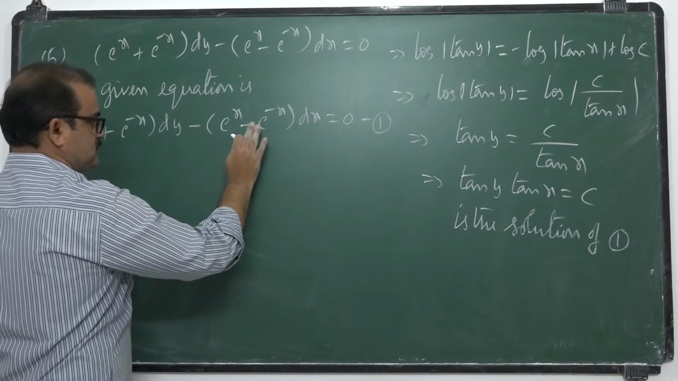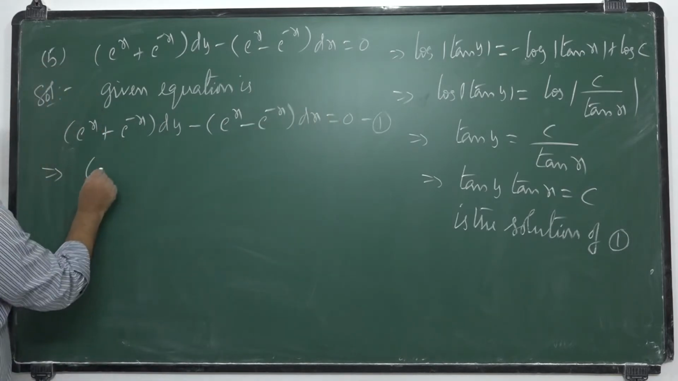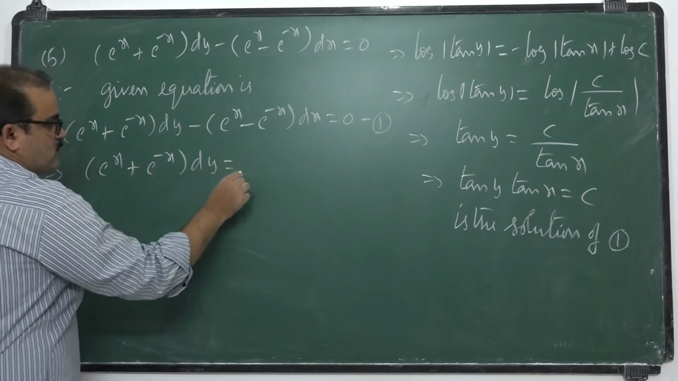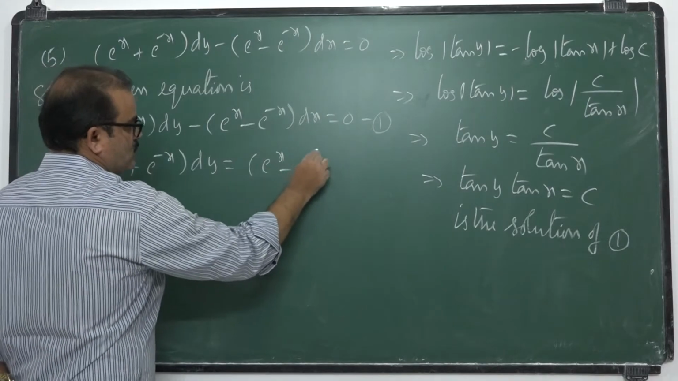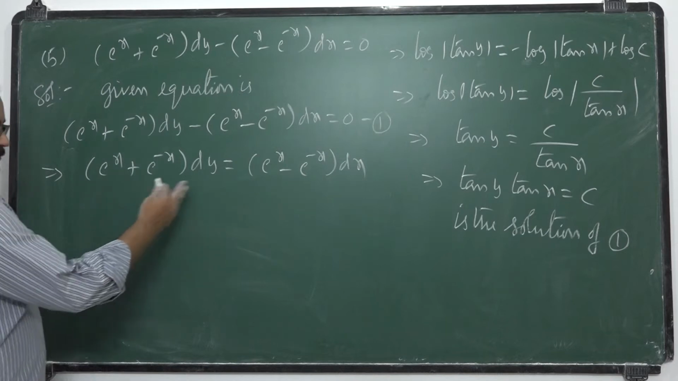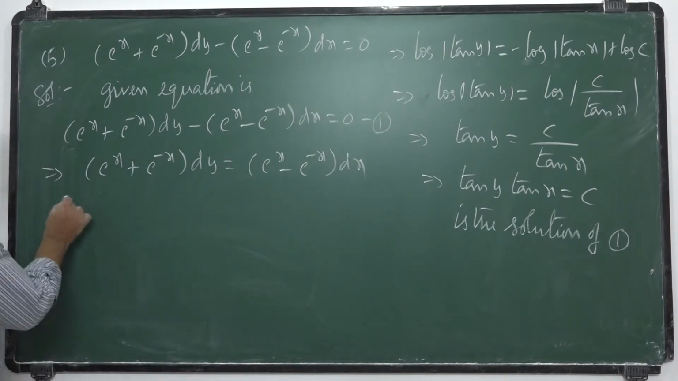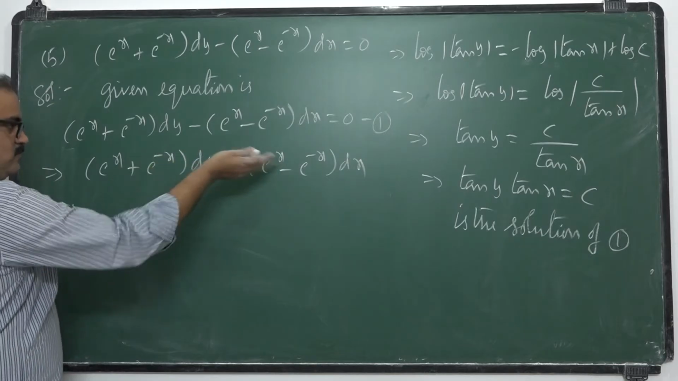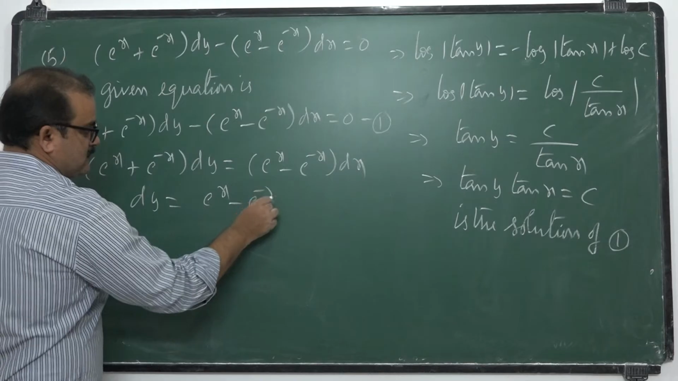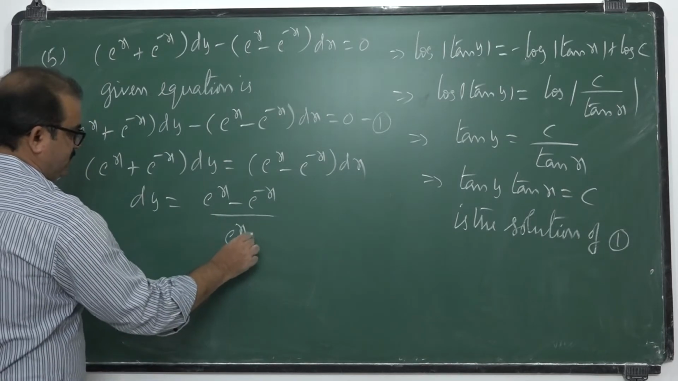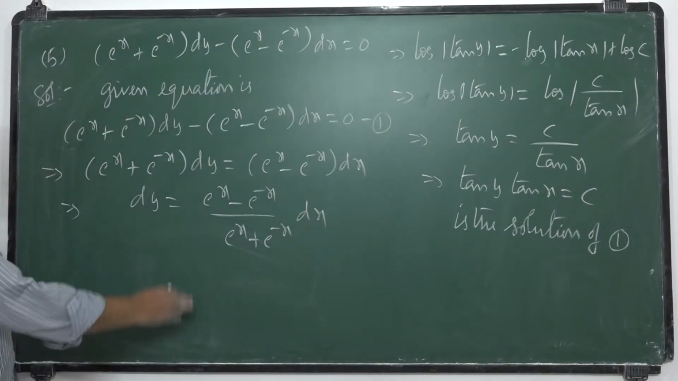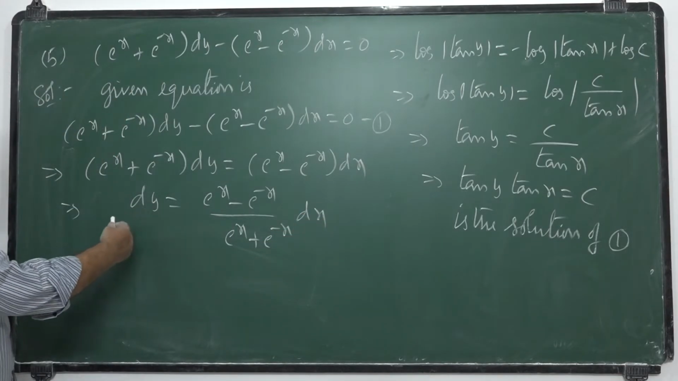Take this second term to right hand side, dx. Now separate the terms x and y. Take this term to right hand side. Dy is equal to e power x minus e power minus x by e power x plus e power minus x into dx. See here, the variables x and y are separated.